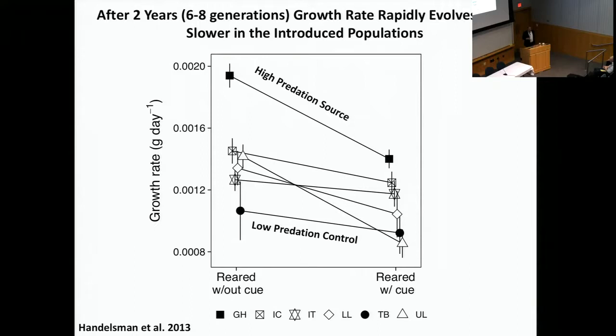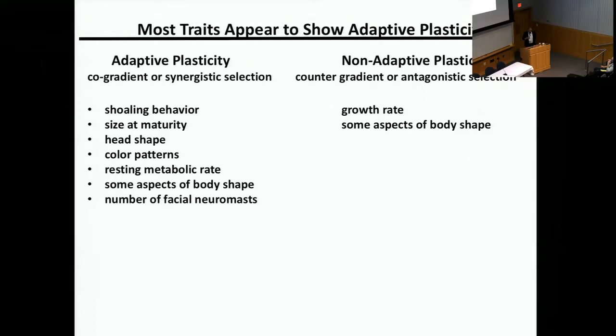So here's a case where, if we contrast this with the behavioral results that I showed you initially, adaptive plasticity is not evolving at all. Non-adaptive plasticity, or this counter-gradient response, is evolving very rapidly. And that might be because selection is acting much more strongly because the phenotypes are basically further from the optimum. They plastically respond by growing faster when they should be growing more slowly. I could go on and on with lots of other examples, but I can summarize by just saying that for a lot of traits that we've looked at so far, most show adaptive plasticity, and only a few show non-adaptive plasticity.